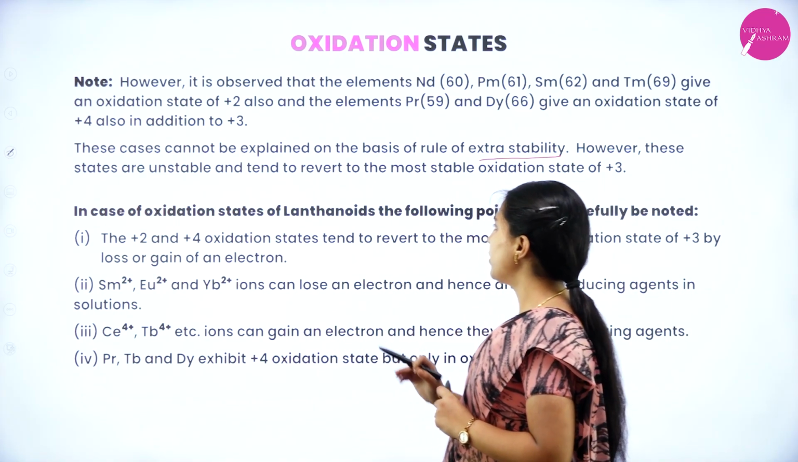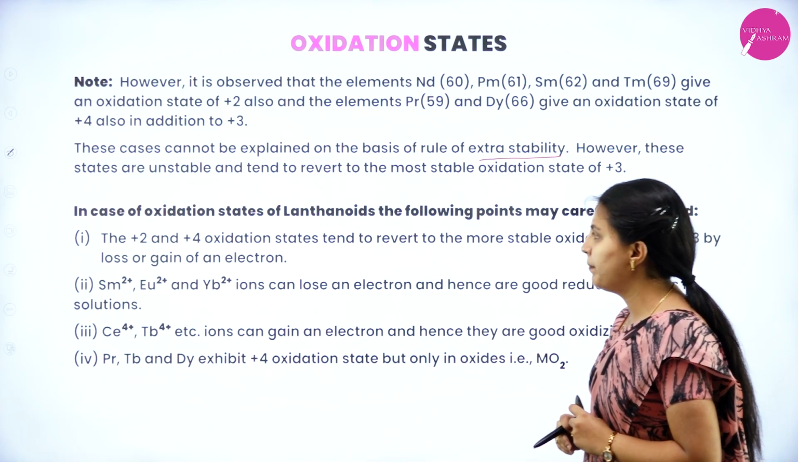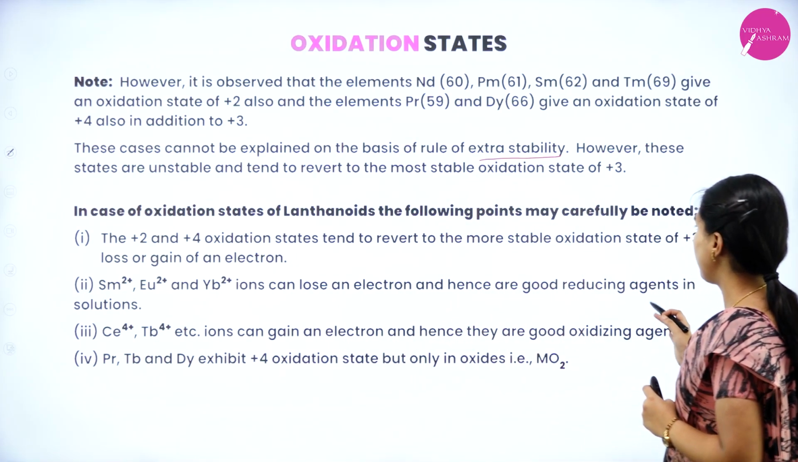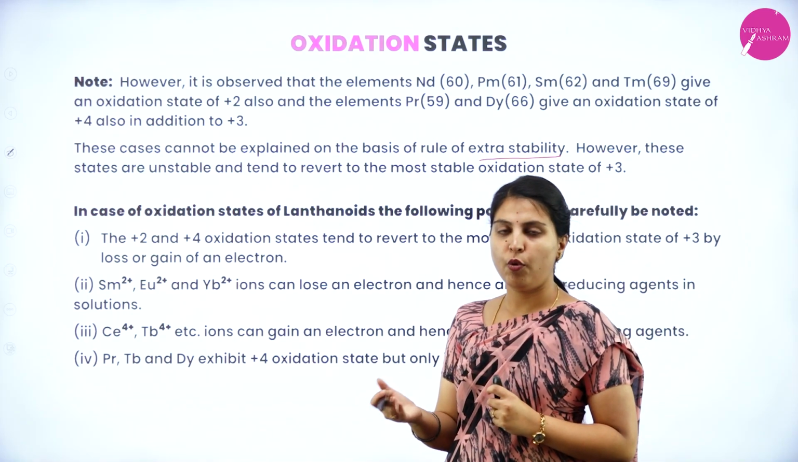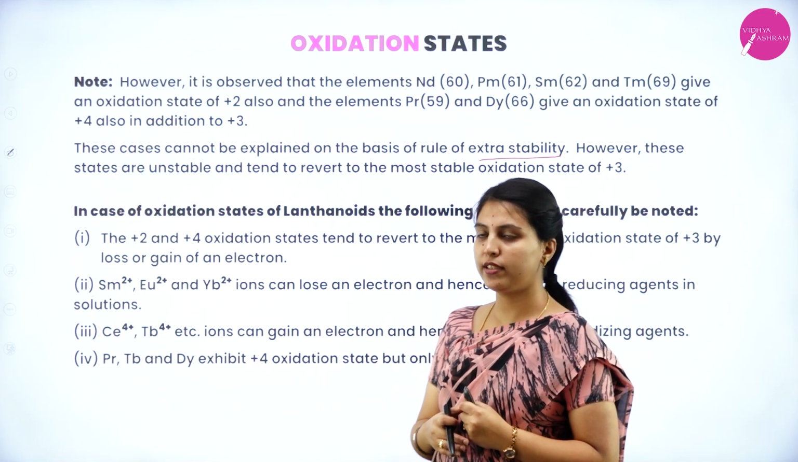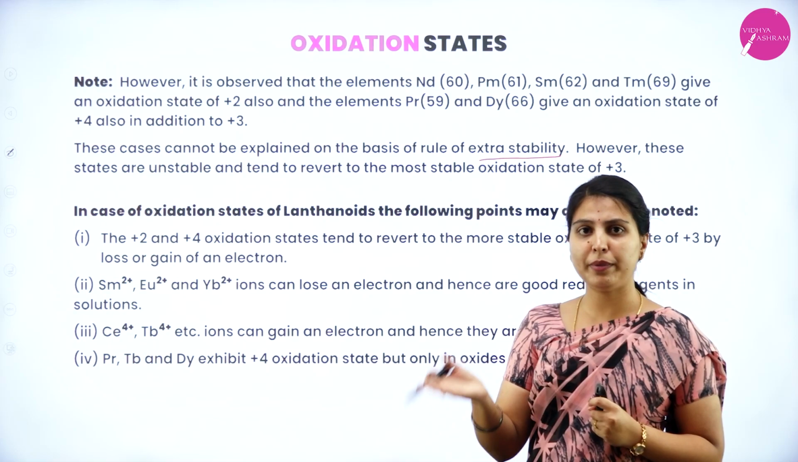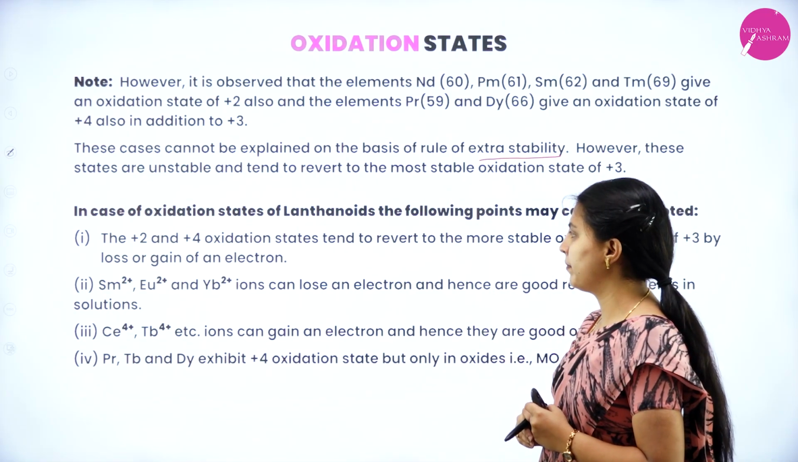In case of oxidation states of lanthanoids, the following points may be carefully noted. The +2 and +4 oxidation states tend to revert to the more stable oxidation state of +3 by loss or gain of electrons. The rare or exceptional oxidation states, +2 and +4, are not completely stable, so they revert back to the +3 oxidation state by losing or gaining electrons.